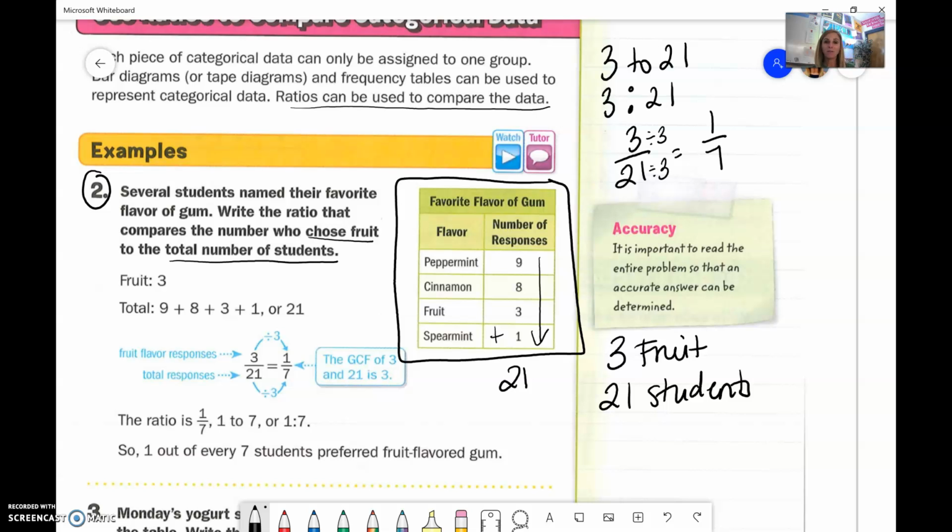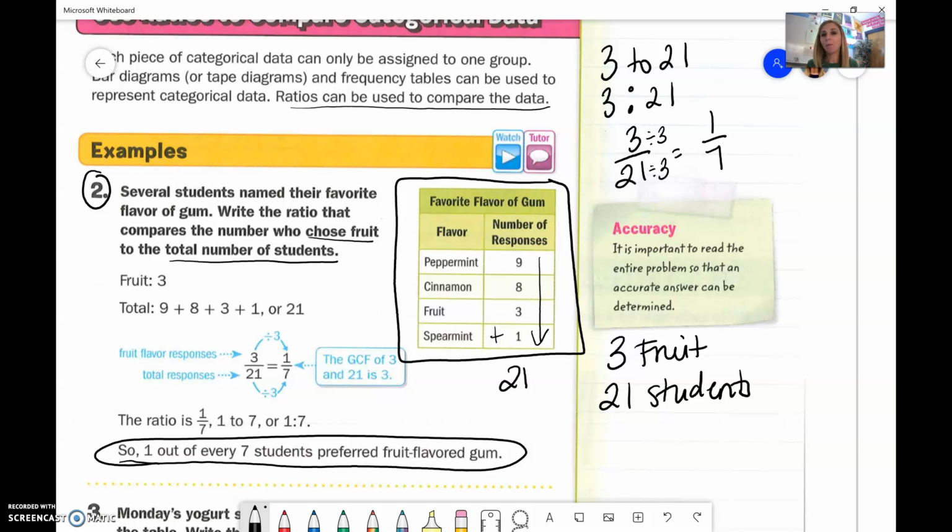So for every one person that chose fruit, 7 other people chose something else. So it's a 7-to-1 ratio. Right there, look at that, I just said that. So for every 1 out of every 7 students preferred flavor gum. So we have 7 students here, 1 of them preferred flavor gum.